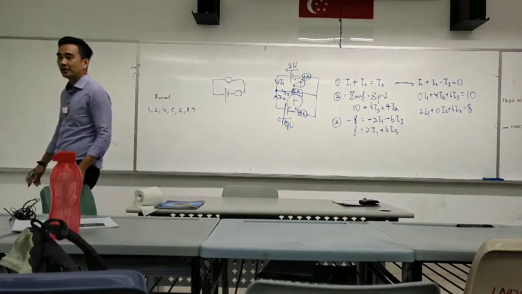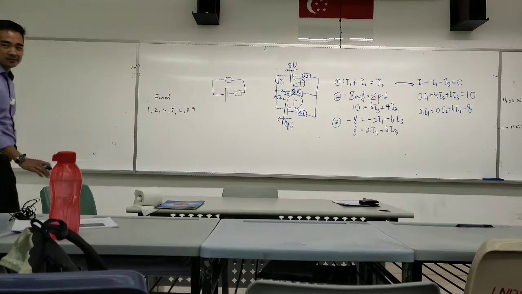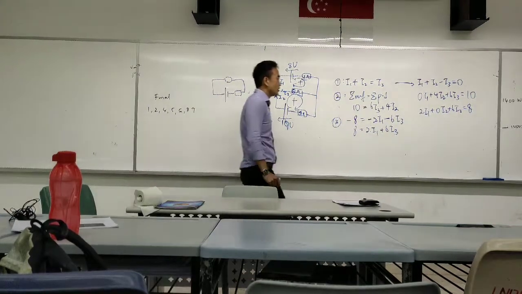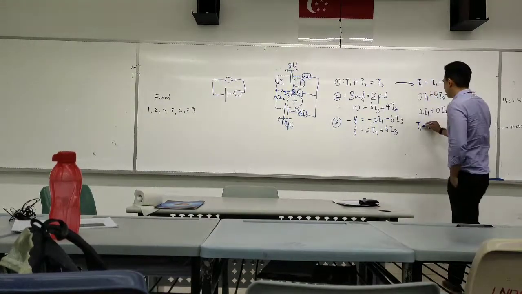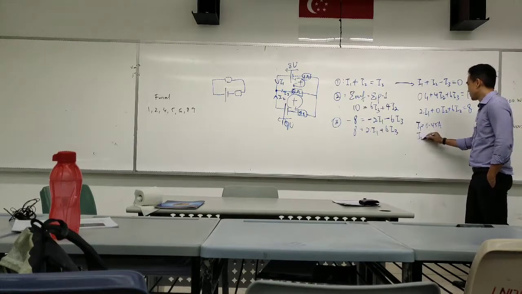Then manually solve. It's, yeah, 5 over 11 for I1. Can you give me in decimals? 0.45. And I2? 0.723.